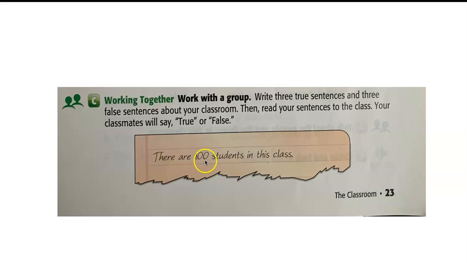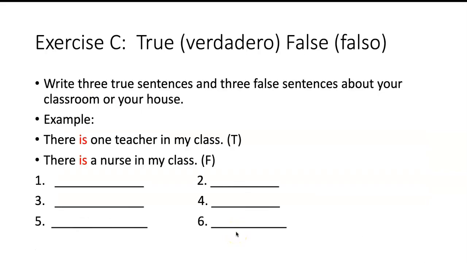There are 100 students in this class, okay? So this is false because it's impossible to have 100 students in one class. Okay, so you have to write 3 true sentences and 3 false sentences, okay? So, okay, look at this. So you have true, it's verdadero, false is falso, okay? So you have my examples here.